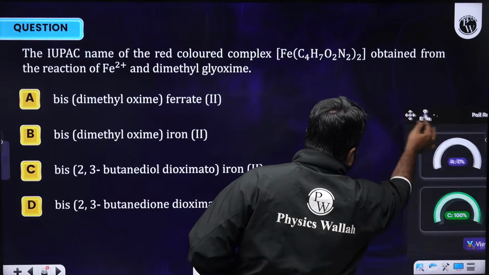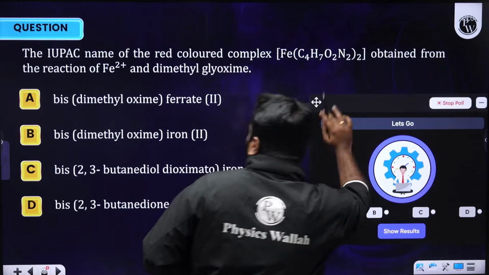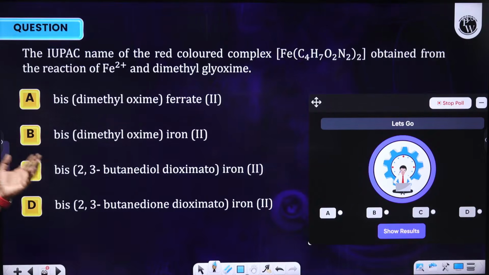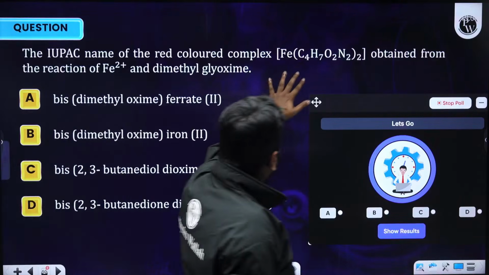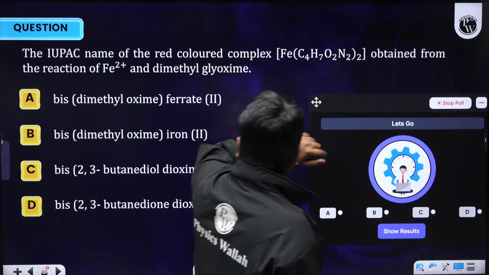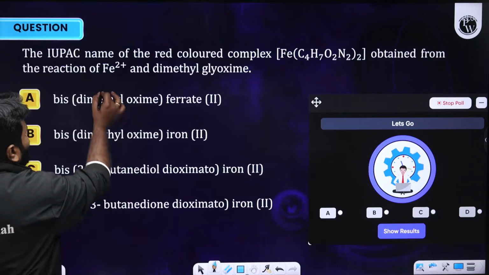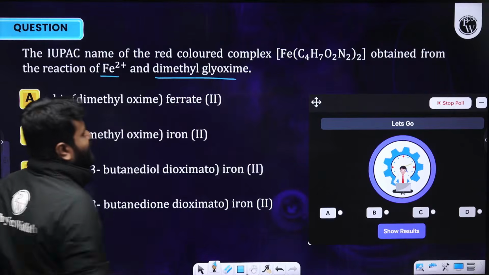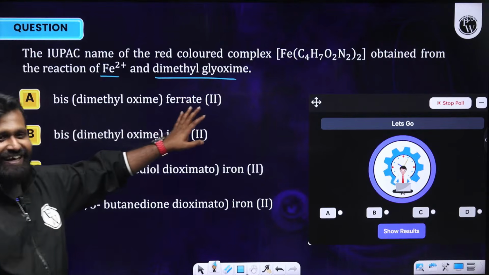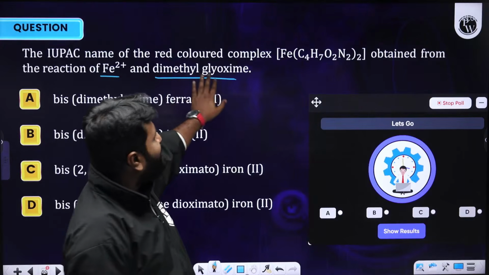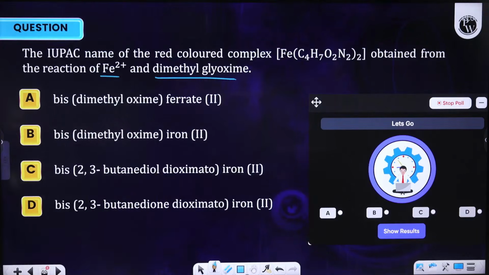Okay, here they are checking the IUPAC name knowledge. The IUPAC name of the red color. Who wants that, red color or green color? Yeah, it is very complicated, sir. Obtained from the reaction of Fe2+ and dimethyl glyoxime. Nice person, right? They themselves gave the ligand name, dimethyl glyoxime. Now, what will be the answer? Quick. Yes, we need to know the oxidation state. First of all, is dimethyl glyoxime an anionic ligand or a cationic ligand? Then only we will be able to solve the question.